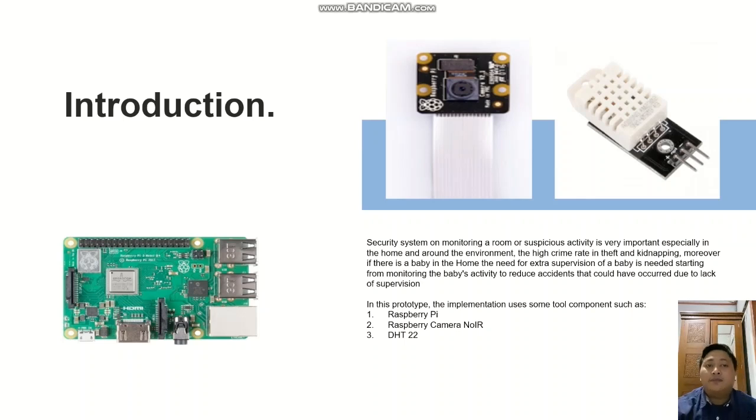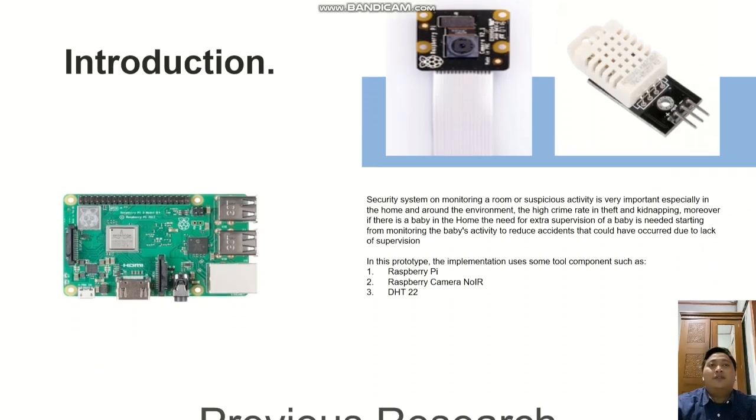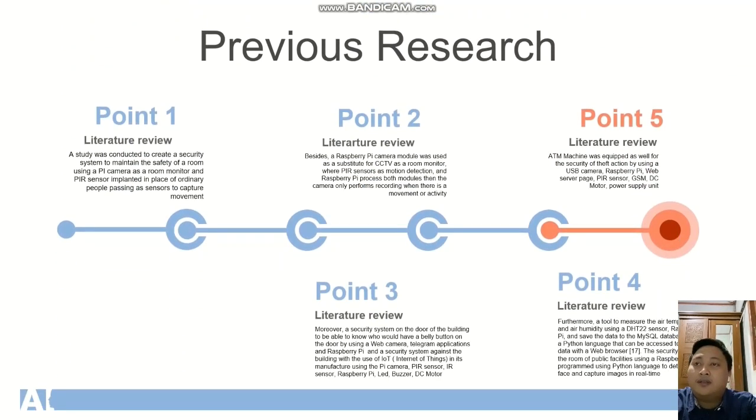In this prototype, the implementation used some tool components such as Raspberry Pi, Raspberry Camera Noir, and DHT22. Previous research. Point 1. In the literature review, the study was conducted to create a security system to maintain the safety of a room using a Pi camera as a room monitor and a PIR sensor to capture movement.